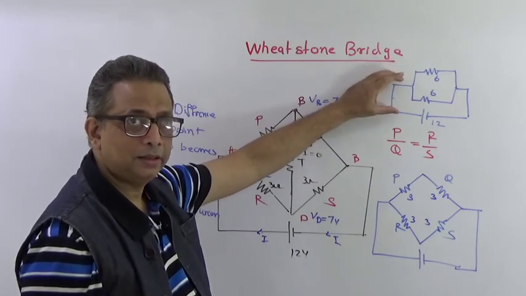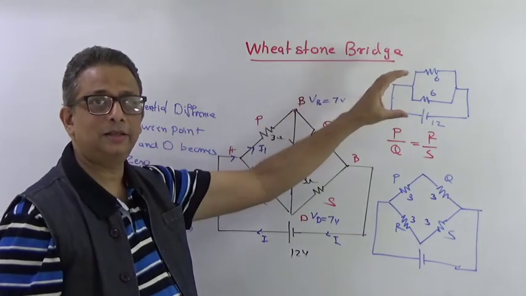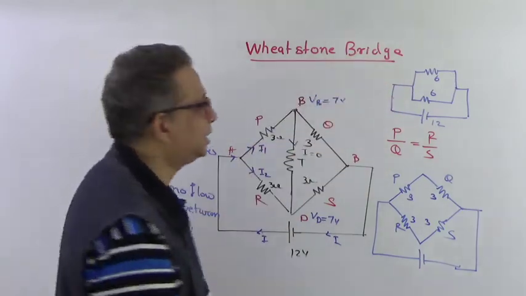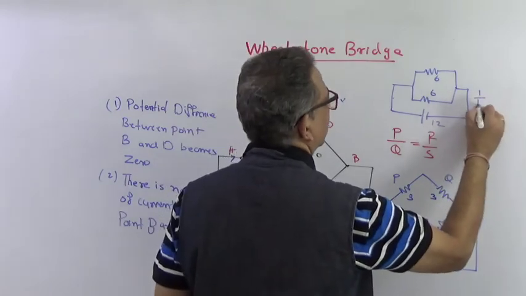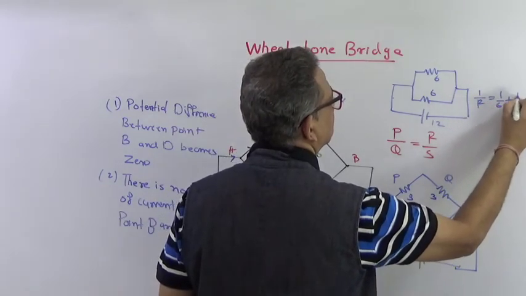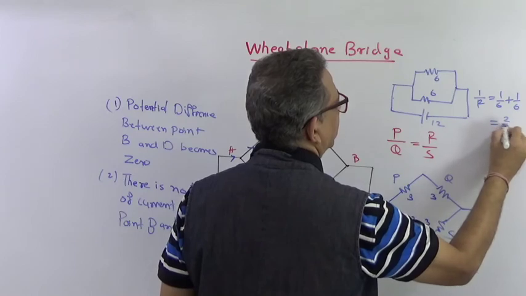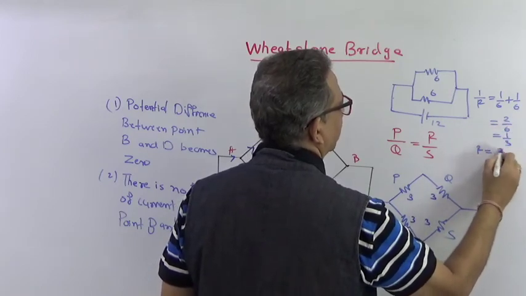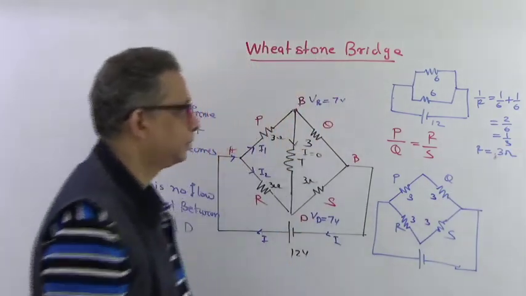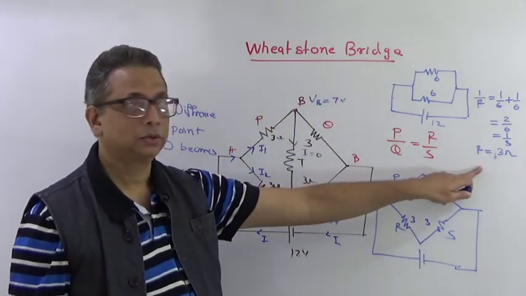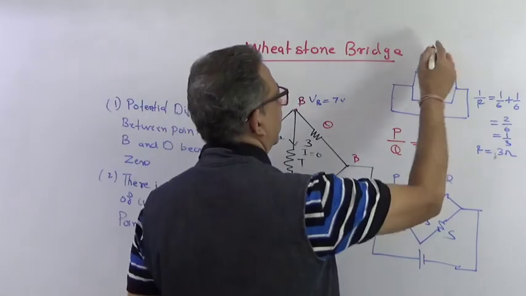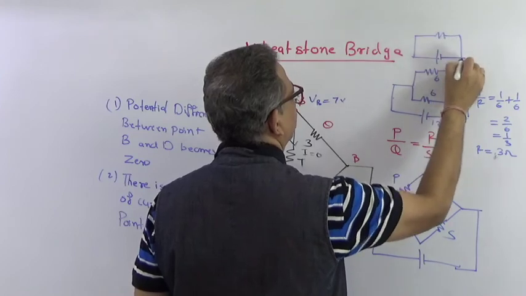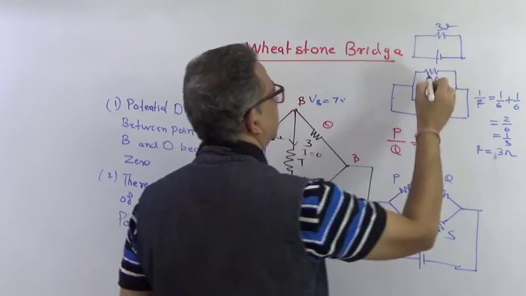Now this again you can see as two resistors in parallel. For two resistors in parallel, this will give me one more equivalent resistance, and I can use 1 upon R is equal to 1 upon 6 plus 1 upon 6, that is going to be 2 upon 6, that is 1 upon 3. So R is going to be 3 ohms. So this will give me another equivalent circuit, that is 12 volts and a final equivalent resistance of 3 ohms.